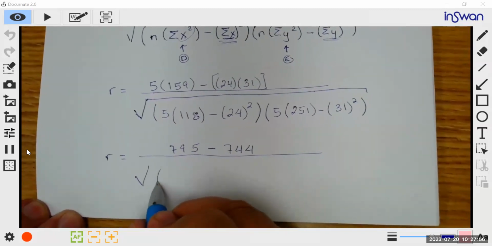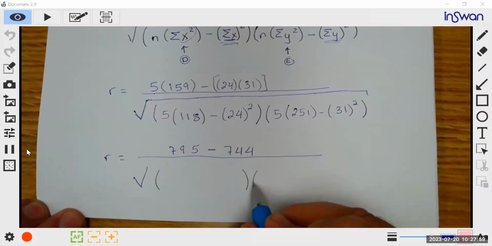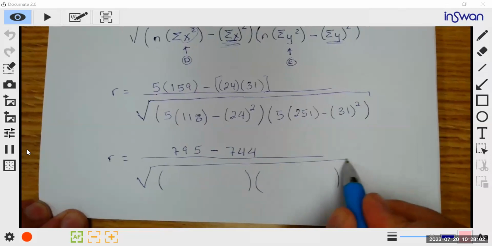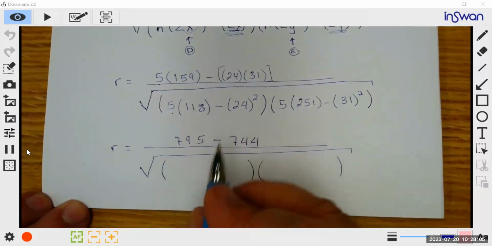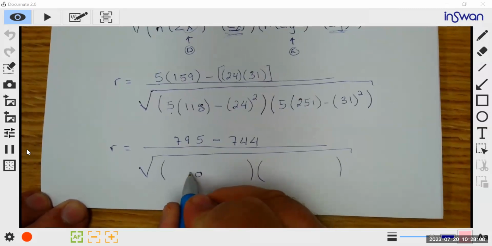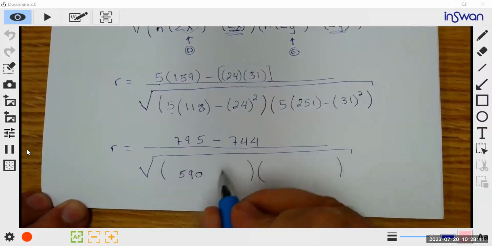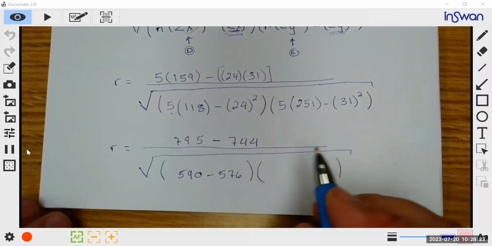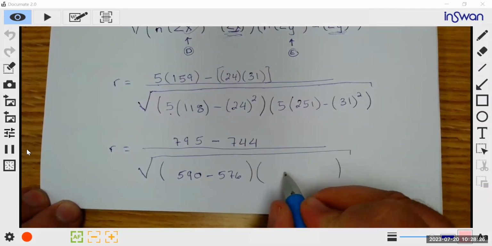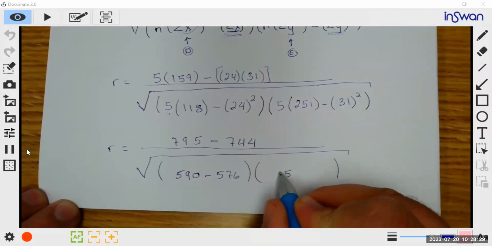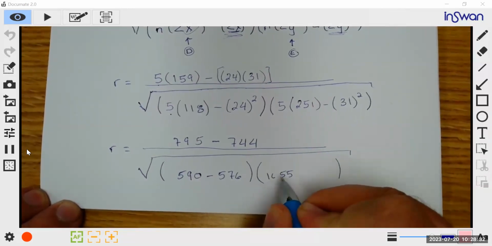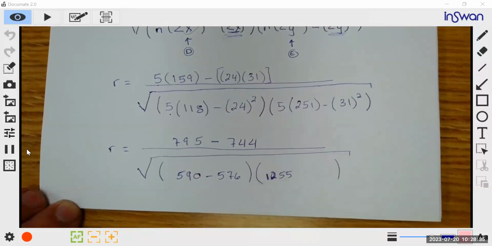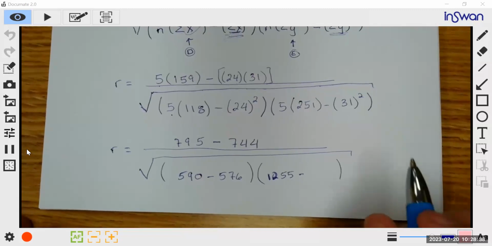Now the bottom part. Inside the first parenthesis, 5 times 118, 590, yes. 24 squared, 576. Five times 251, 1255, yeah. 31 squared.